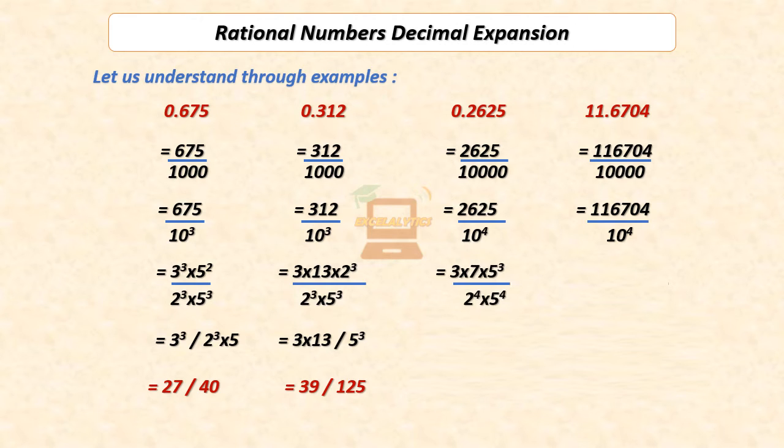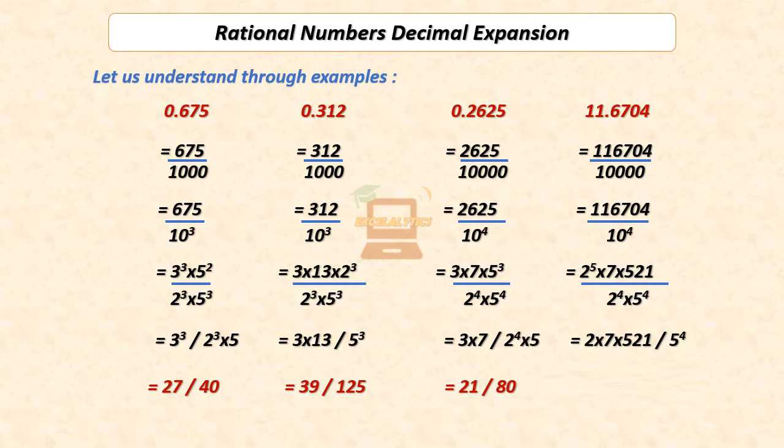2625 by 10 to the power 4 gets factorized as 3 times 7 times 5 cubed by 2 to the power 4 times 5 to the power 4, that further simplifies to 3 times 7 by 2 to the power 4 times 5, that is 21 by 80. 1,16,704 by 10 to the power 4 gets factorized as 2 to the power 5 times 7 times 521 by 2 to the power 4 times 5 to the power 4, that further simplifies to 2 times 7 times 521 by 5 to the power 4, that is 7,294 by 625.